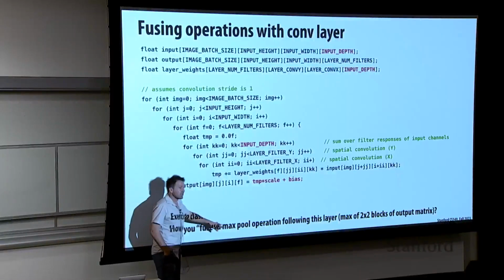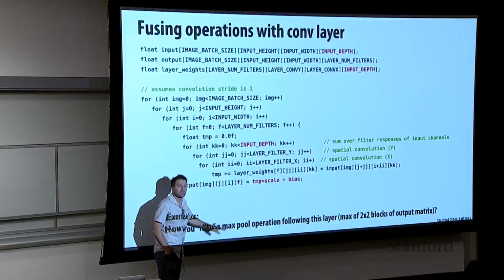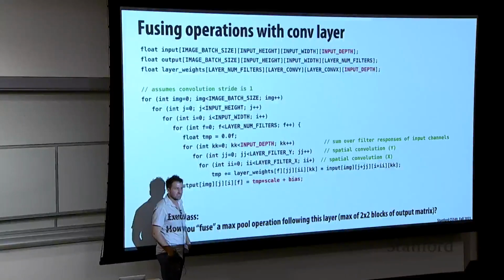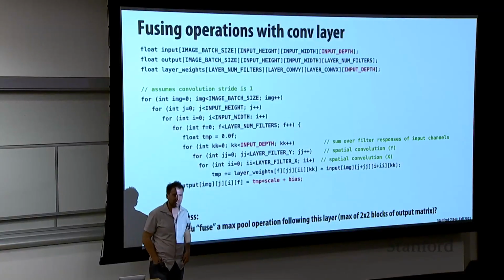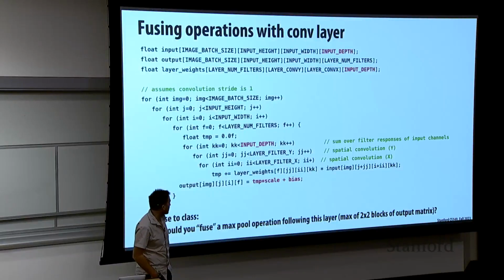Here's an interesting thing: how would you rewrite this code if you wanted to do the max pool all in line here? It's not that hard. It would make for some gnarly code, but conceptually it's not that hard. How would you do the max pool right on the spot?